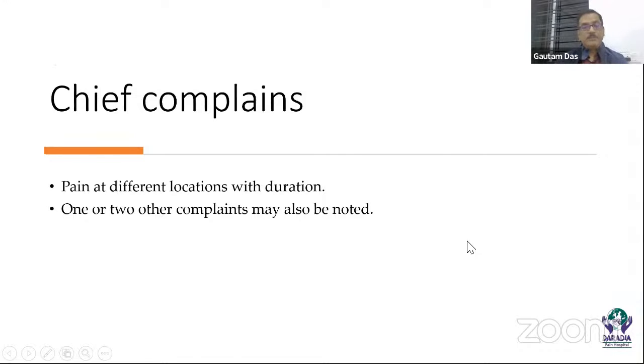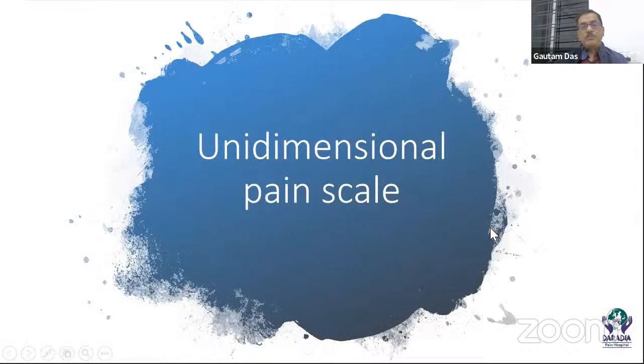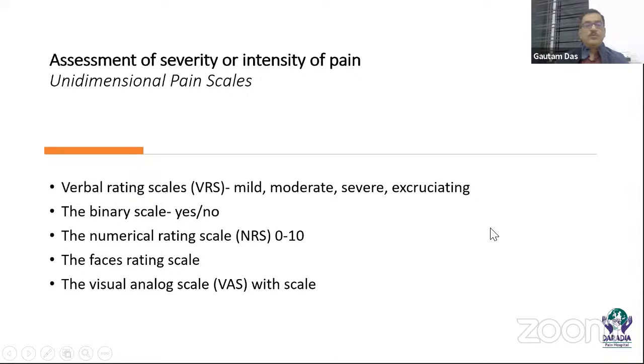So chief complaint, then history of present illness. The intensity or the quantity of the pain can be assessed by a unidimensional pain scale, which assesses only the physical component. A multidimensional scale assesses all components of the pain. Among unidimensional pain scales, one is the verbal rating scale. Verbal rating scale means you are asking the patient, tell me whether your pain is mild or moderate or severe or excruciating. So this is your verbal rating scale.